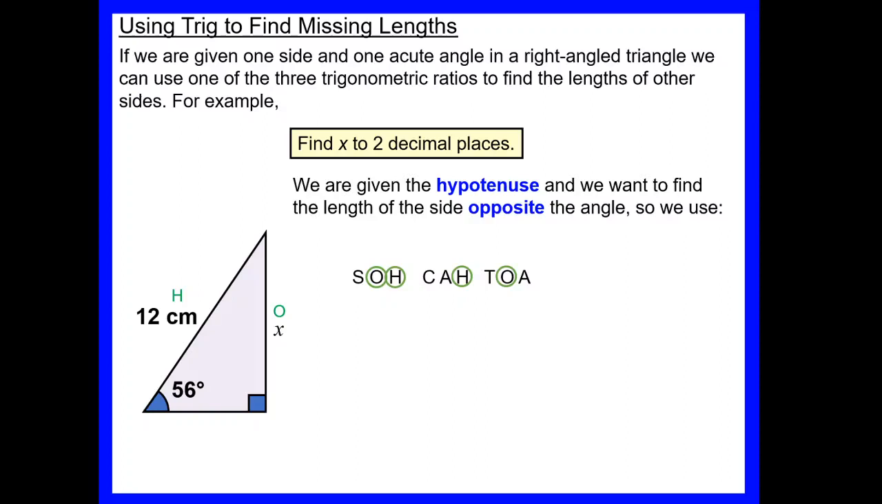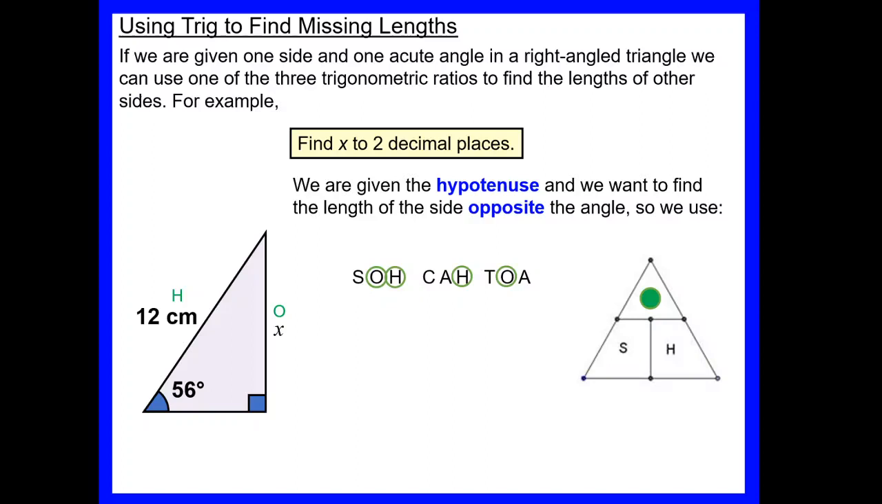Now only one of those 3 words has 2 things circled, and that will always be the case. Remember, we have only labelled 2 things, the one we have and the one we want. So we will always end up with one word with 2 circles, and in this case it's the word SOH. Now we know it's SOH, I'm going to draw my SOH triangle to help me. We want to find this value x, which is the opposite. So we're going to cover up opposite in our triangle.